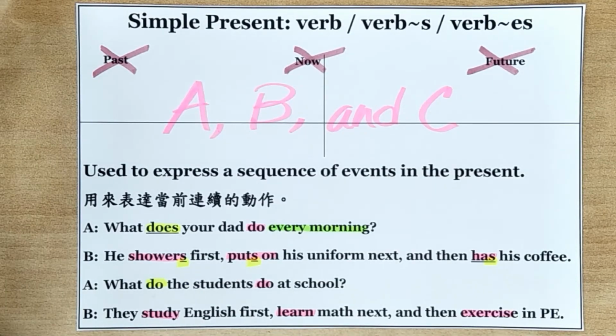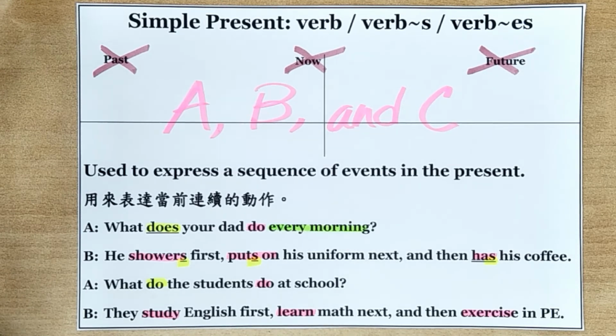All right, let's illustrate simple present. Remember, simple present is verb, or verb plus S, or verb plus ES. The simple present is used to express a sequence of events in the present. For example, A: What does your dad do every morning? B: He showers first, puts on his uniform next, and then has his coffee.